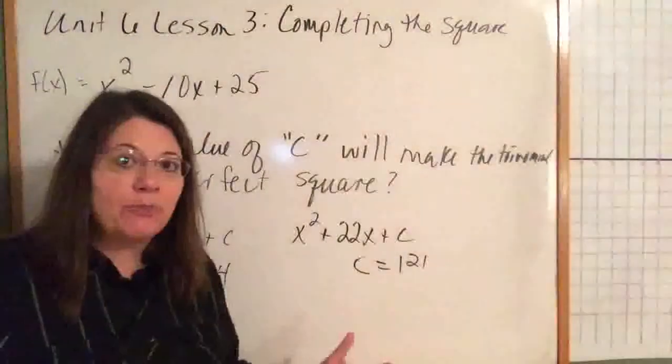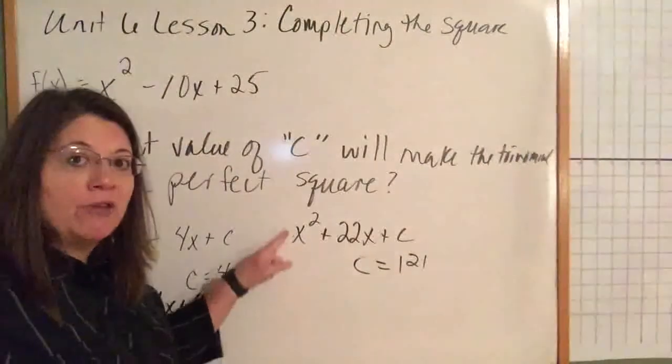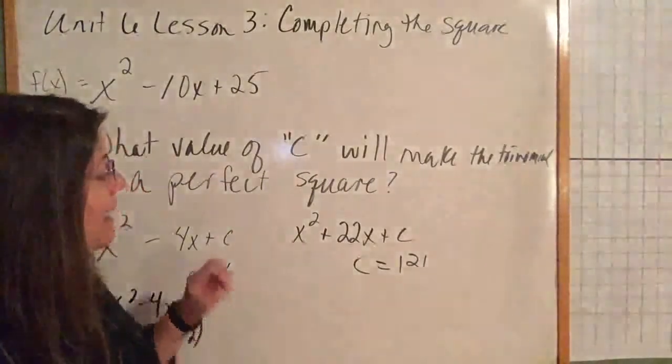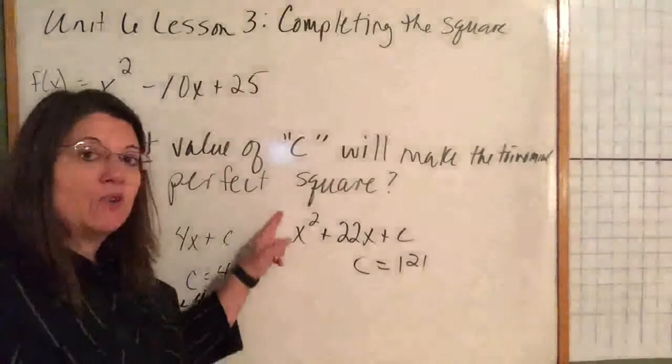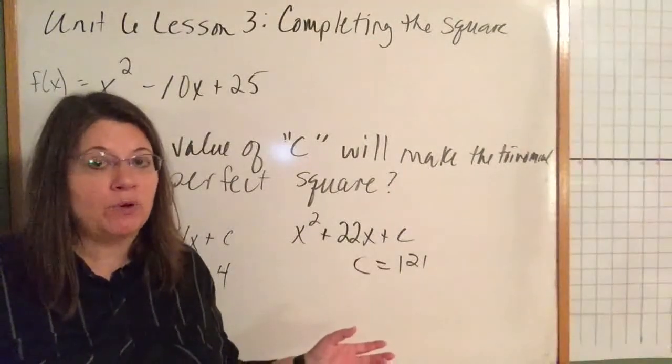Now, here's the problem with this. If you have a number in front of the x squared term other than 1, you can't do this method. So we will have to force the number in front of the x squared to be 1 if we want to use completing the square to answer one of these questions.